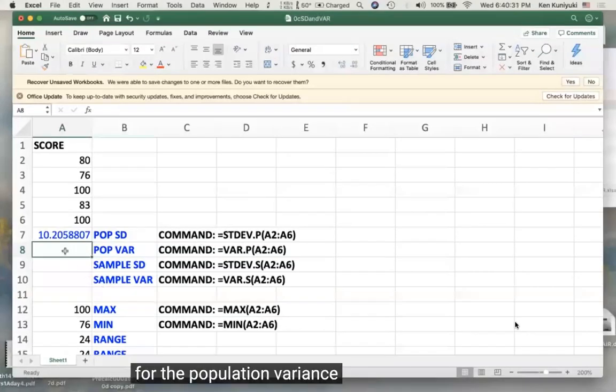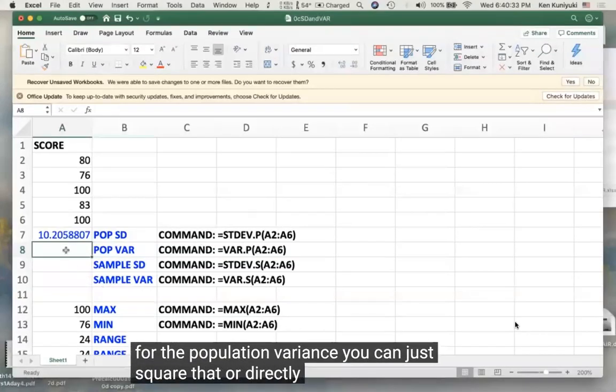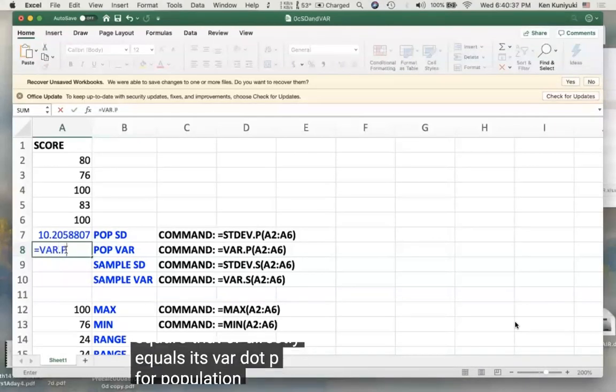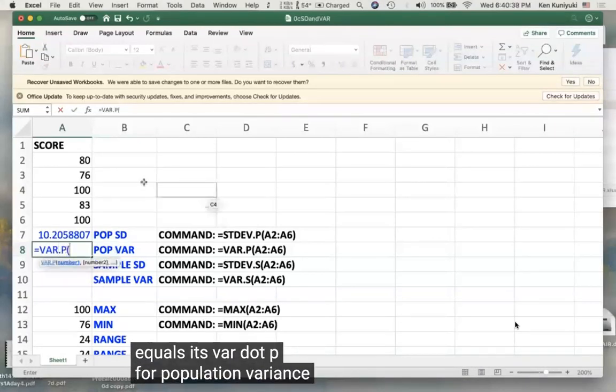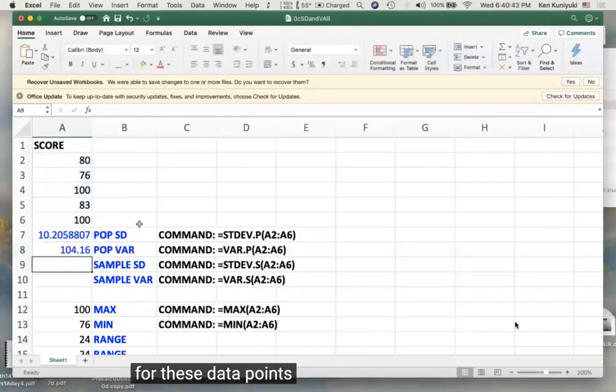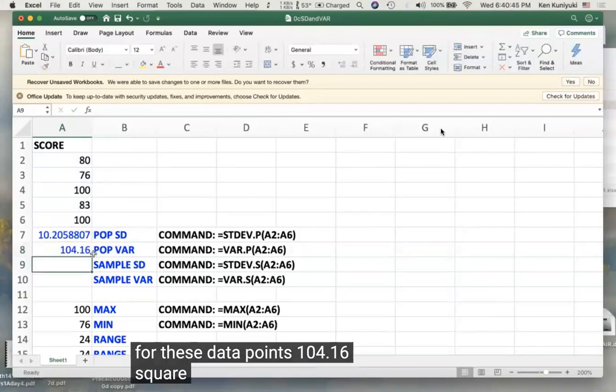For the population variance, you can just square that or directly use equals VAR.P for population variance. For these data points, 104.16 square points.